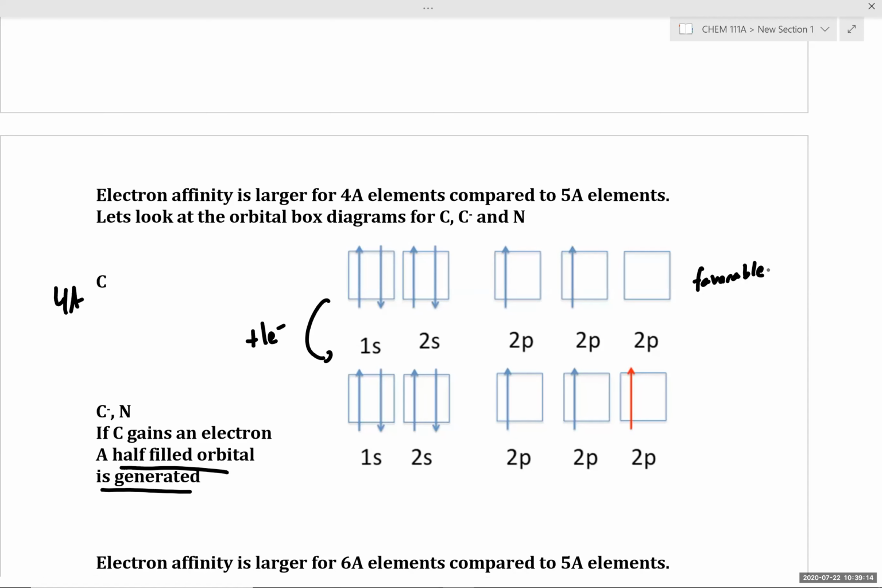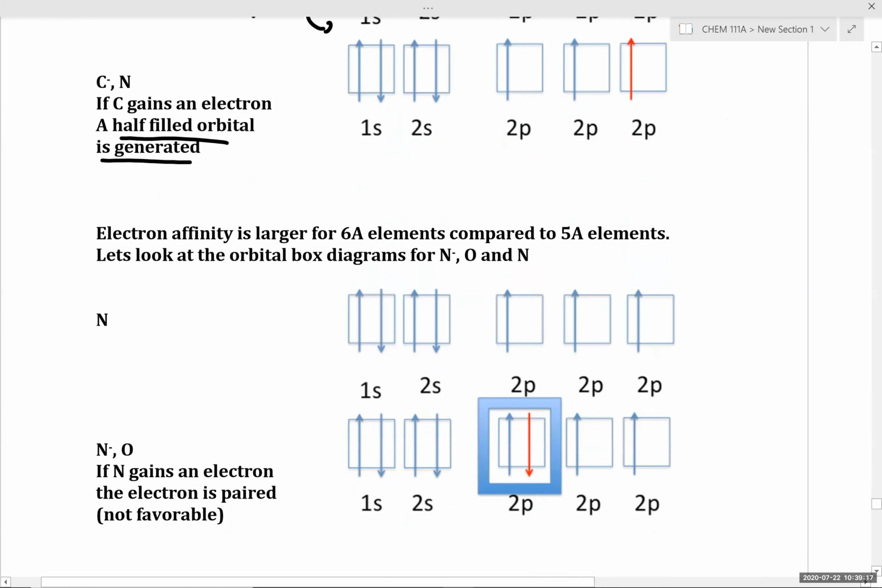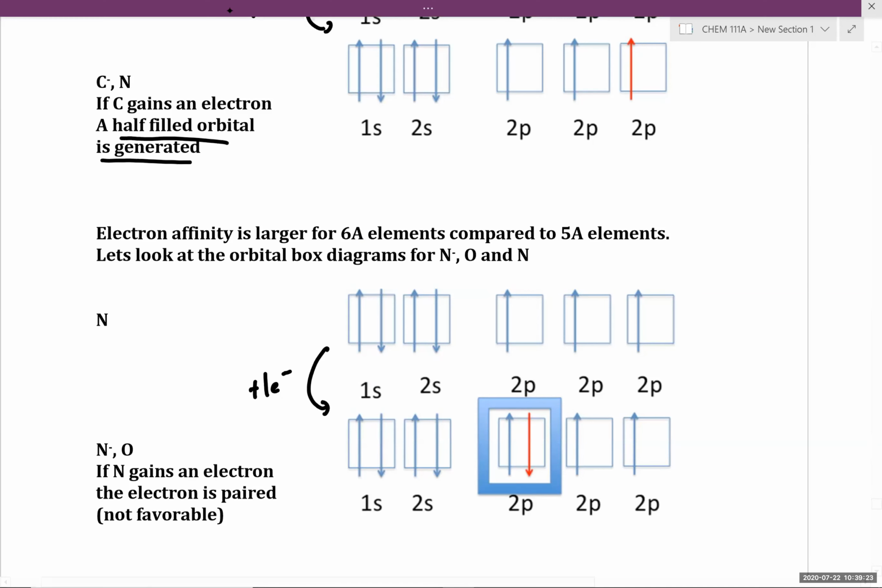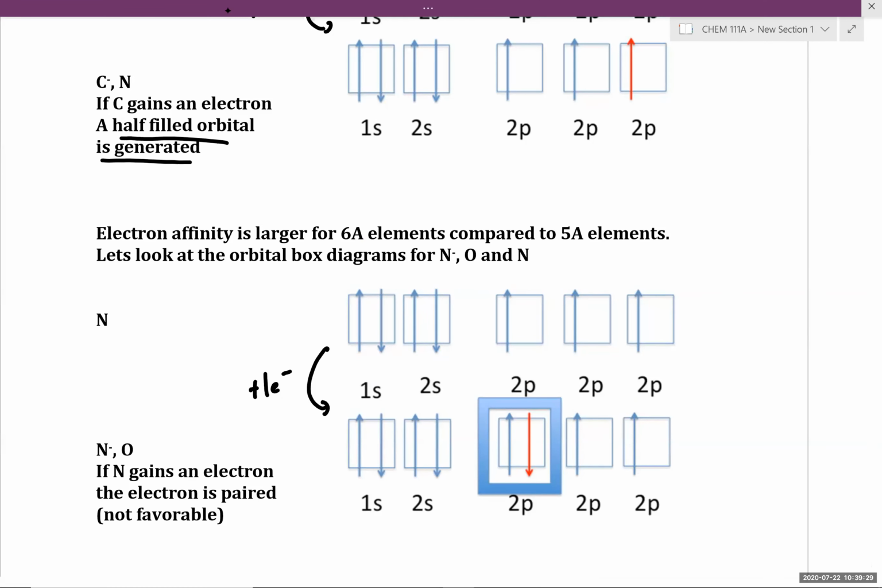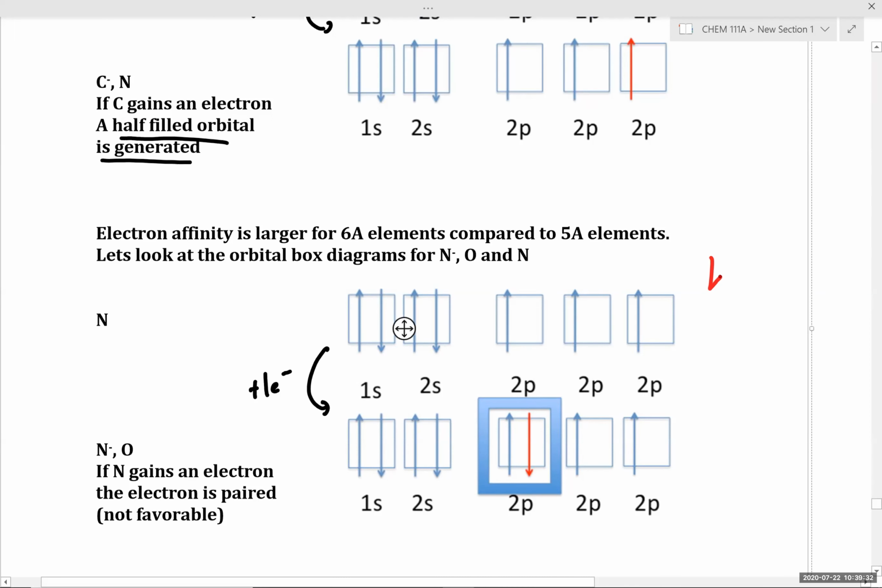Now, if we compare this idea to something like nitrogen, when nitrogen tries to pick up an electron, where does that electron have to go? Is that electron going into an empty or an already half full orbital? So when we try to add an electron to nitrogen, what do we have to do to the added electron? So we're adding an electron to nitrogen. This process is not particularly favorable for the first ionization. And why is that? What do we have to do to the added electron?